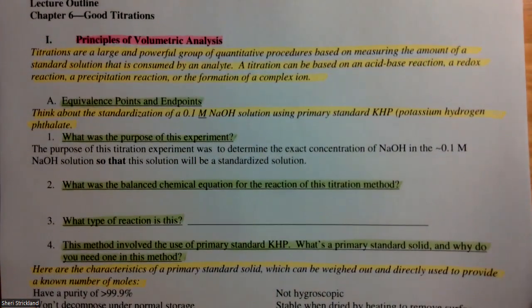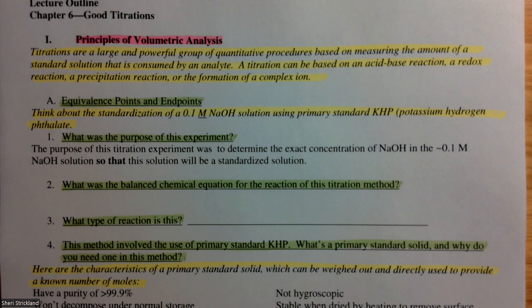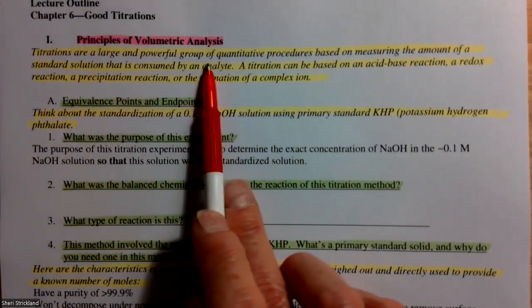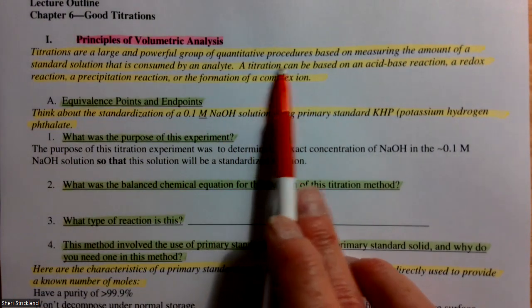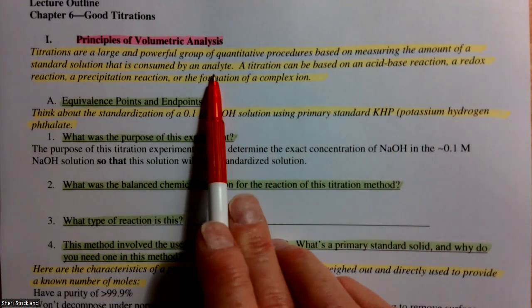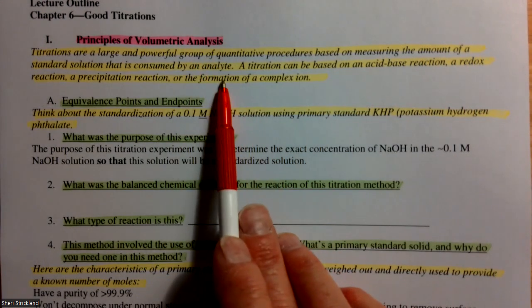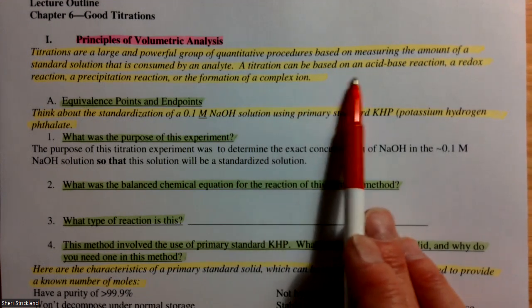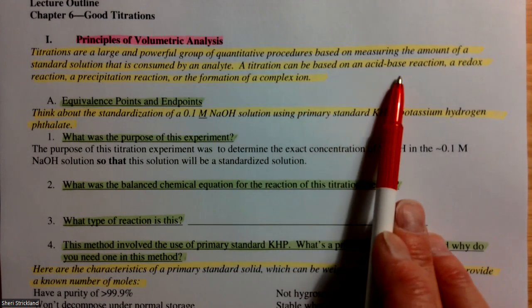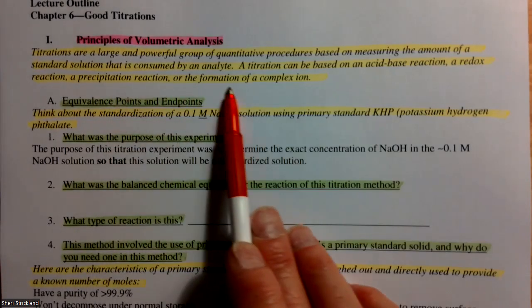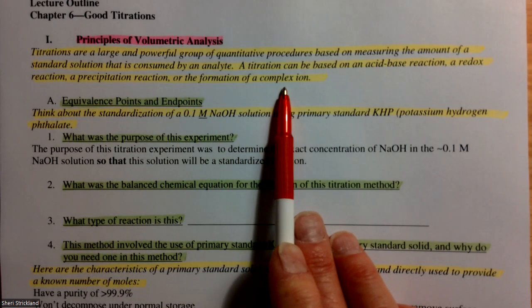So, we're going to talk about the principles of volumetric analysis. Volumetric analysis is just the part of analytical chemistry that deals with titrations. And titrations are a large and powerful group of quantitative procedures based on measuring the amount of a standard solution that is consumed by an analyte. Remember that an analyte is the chemical component of a mixture that you're interested in. So a titration can be based on a bunch of different kinds of reactions: acid-base, redox reactions, precipitation reactions, or the formation of a complex ion.